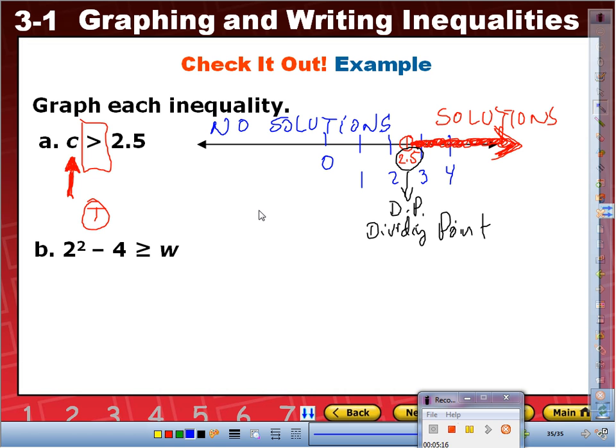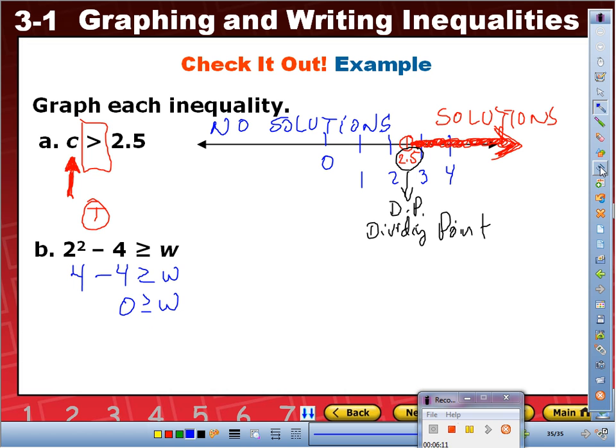Are we there? All right, let's do this one together. Here we go. Can we simplify? Yeah, let's simplify. This is 2 squared, that's 4 minus 4 greater than or equal to W. What is 4 minus 4? Yep, 0 is greater than or equal to W. So let's graph that.